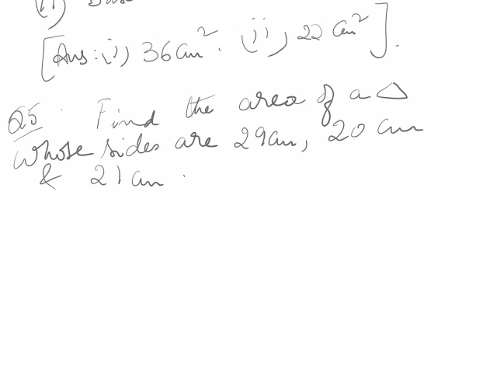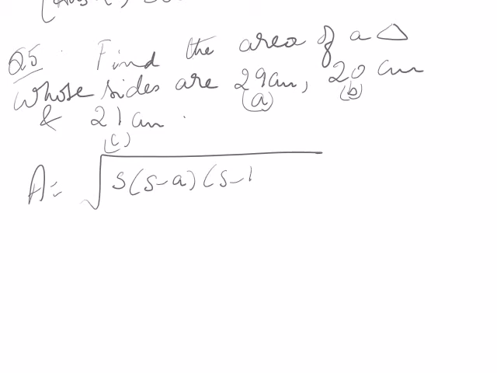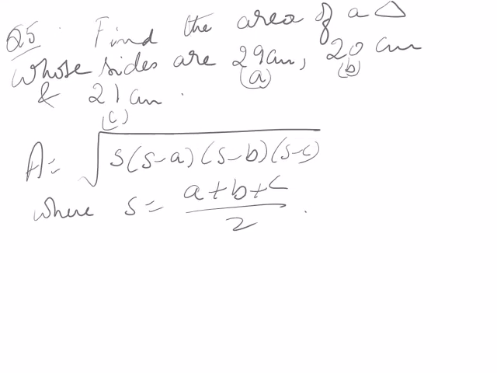So you already know, when you know all the three sides, suppose if this is A, this is B, this is C, then the formula you know, area is equal to square root of S into S minus A into S minus B into S minus C, where S is equal to A plus B plus C upon 2. This formula is also known as Heron's formula.